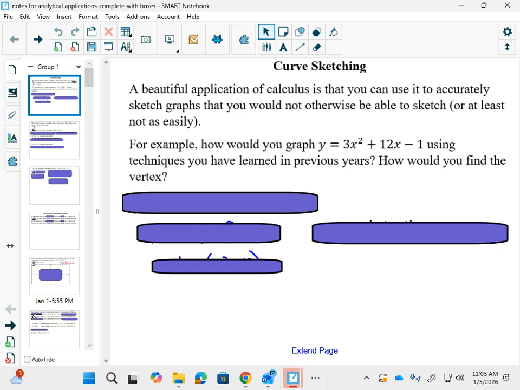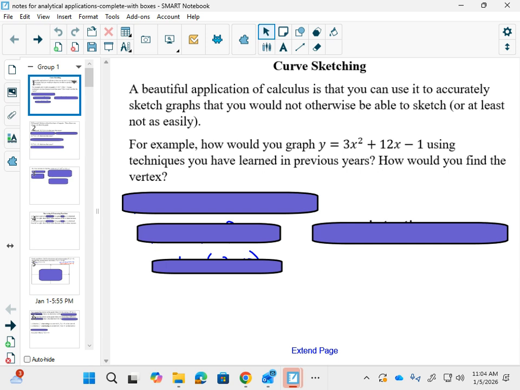Well, one of the nice things about calculus is that it helps you accurately sketch graphs. In fact, it's going to make you graph things faster than you graphed them before. But let's see if you remember. If you had to graph that parabola, y equals 3x squared plus 12x minus 1, do you remember how you graph parabolas from grade 11?